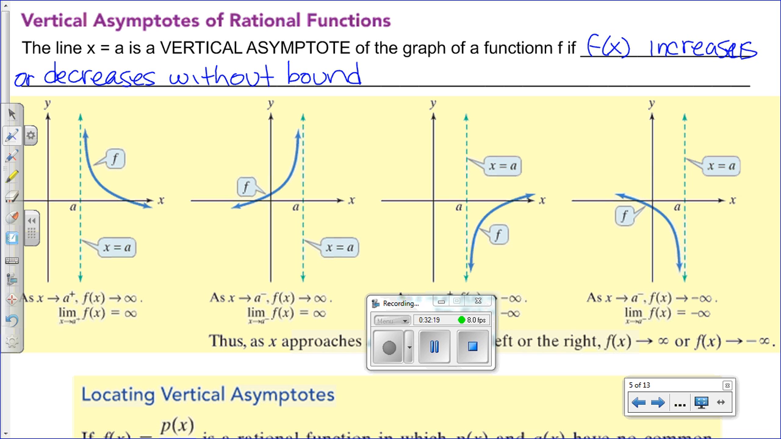Increases or decreases without bound. Like we say increases, that means that f of x is approaching positive infinity. If we say decreases without bound, that means that f of x is approaching negative infinity, as x approaches whatever the value is for that particular vertical asymptote, which in this case we're using the letter a to generalize it as a real number.